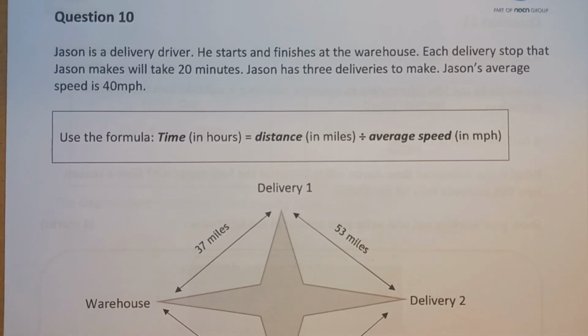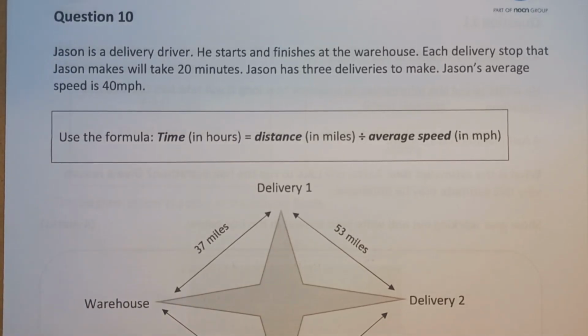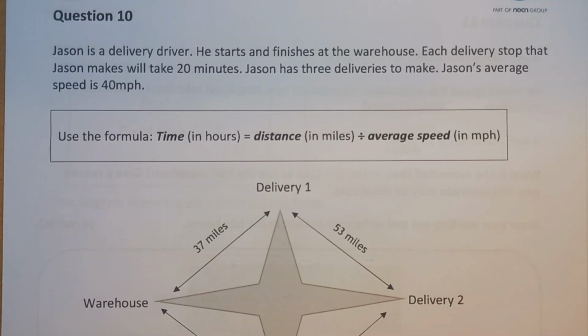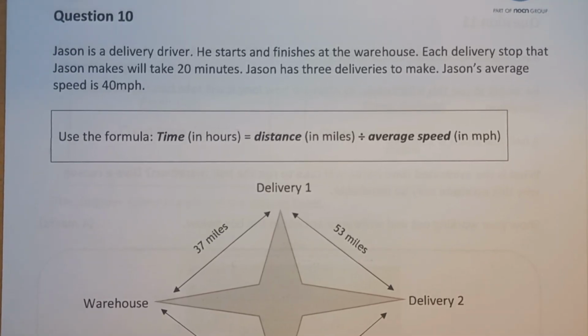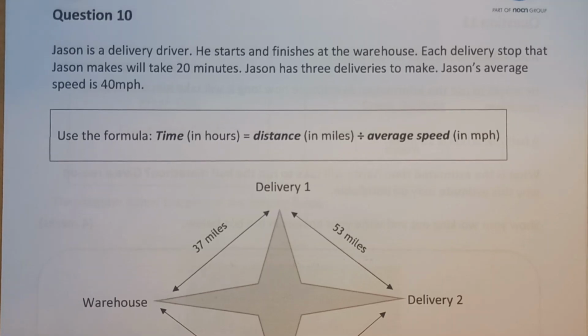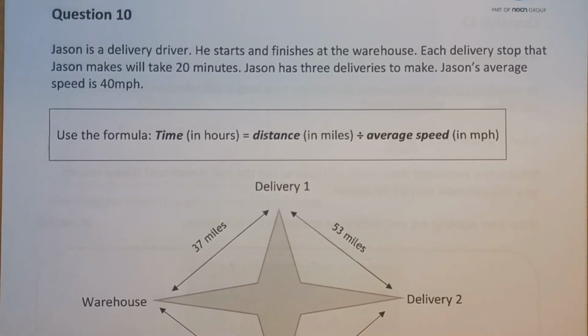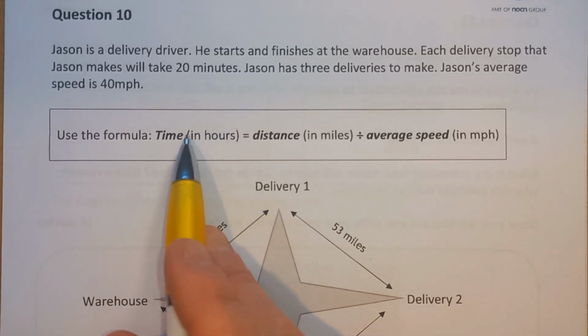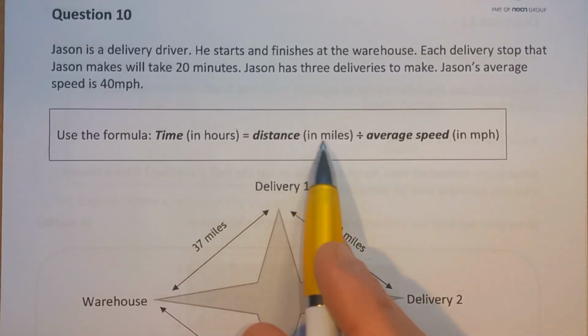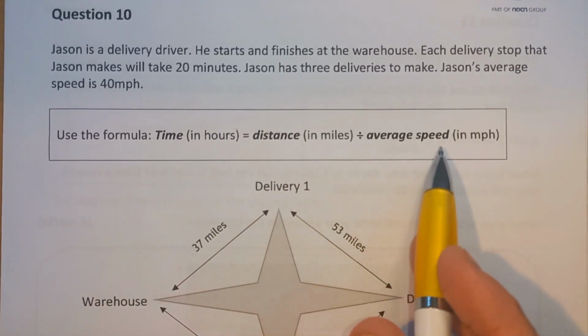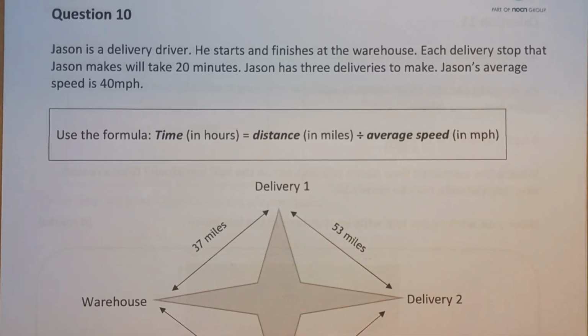Question 10. Jason is a delivery driver. He starts and finishes at the warehouse. Each delivery stop that Jason makes will take 20 minutes. Jason has 3 deliveries to make. Jason's average speed is 40 miles per hour. Use the formula time in hours equals distance in miles divided by the average speed in miles per hour.